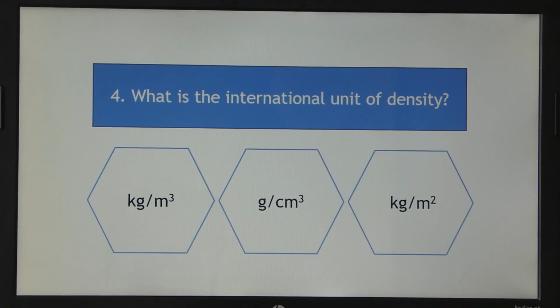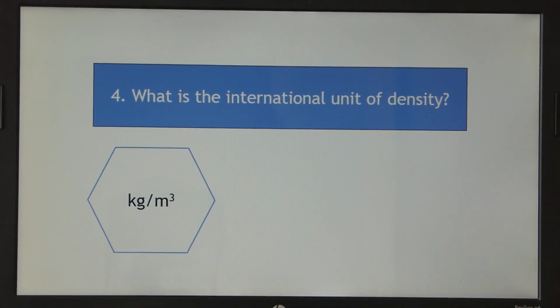Question 4. What is the international unit of density? Kilograms per metre cubed, grams per centimetre cubed, or kilograms per metre squared? 5 seconds. The international unit of density is kilograms per metre cubed.